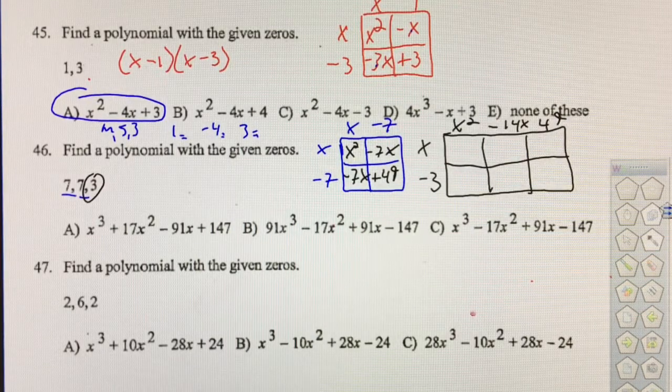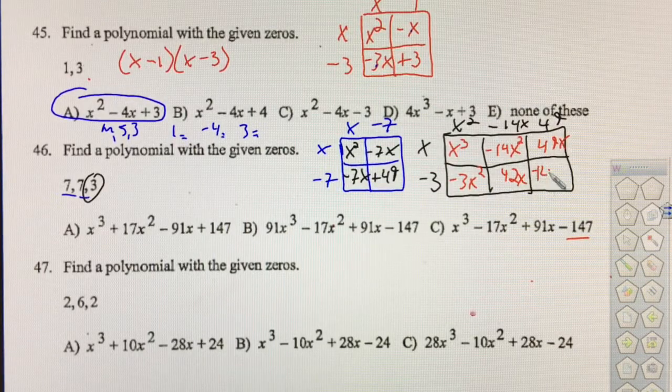Now I'm going to multiply these. So that's going to give me x cubed. That's going to give me negative 14x squared. That's going to give me 49x. This is going to render negative 3x squared. This is going to generate 3 times 14, which is 42x, and then 3 times 49 is going to give me negative 147.